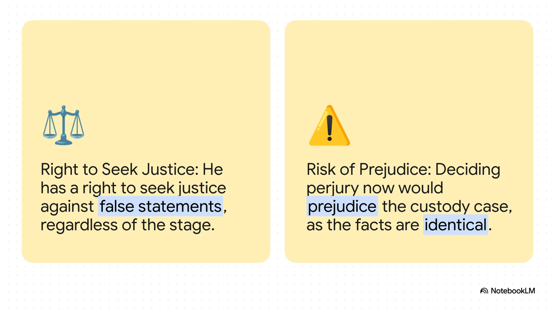But the wife's team raises a huge procedural red flag, the risk of prejudice. And this is a brilliant argument. They say that if the judge makes a ruling on the perjury claim right now, he's basically prejudging the facts of the main custody case. The two issues are completely tangled together. Deciding one would absolutely bias the other.